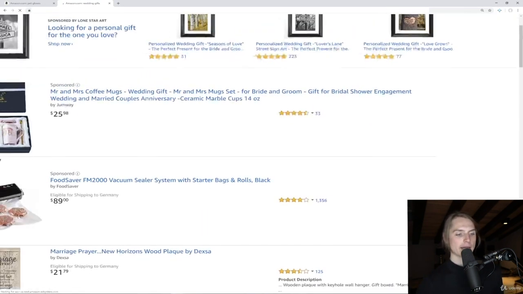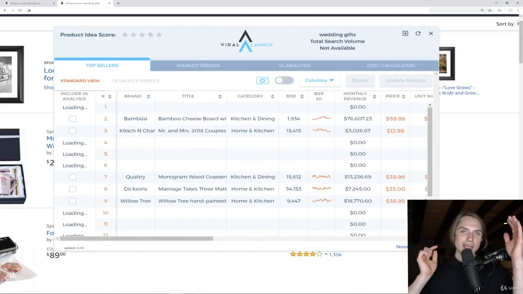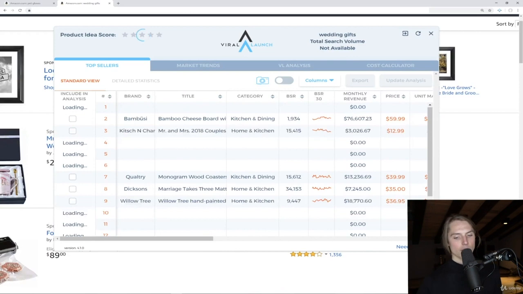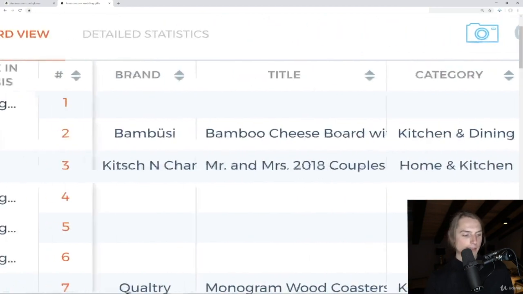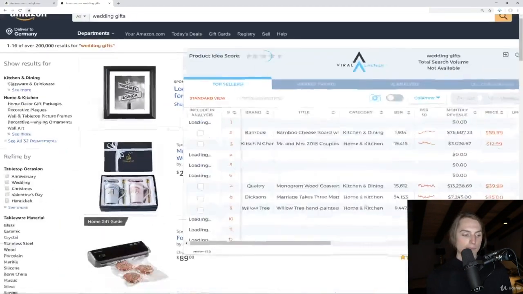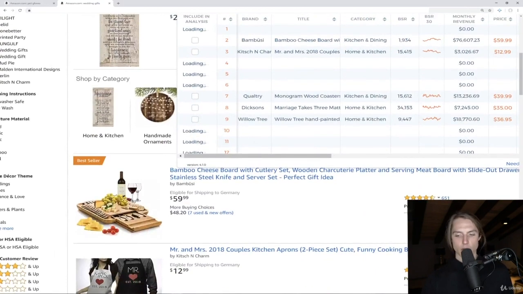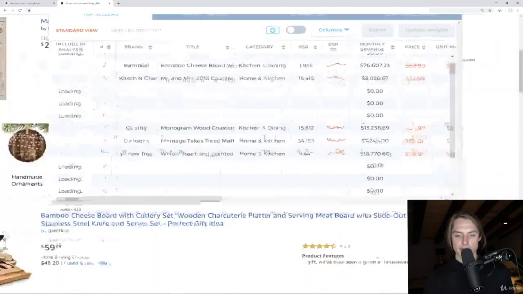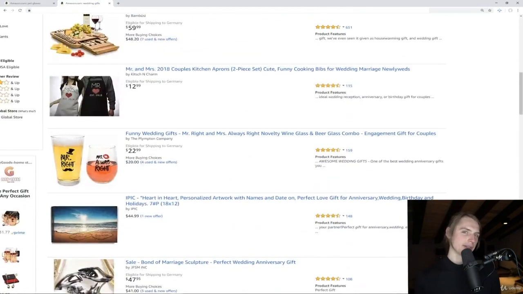So if we were to look up wedding gifts here, and I could show you quick, there's quite a bit of revenue coming through wedding gifts. All right, so if we take a look at wedding gifts, it's taken a while to load because the internet is at the speed of a dinosaur here in Germany. There's examples, look at this. This is doing $76,000 of revenue of a bamboo cheese board. All right, but there's obviously quite a bit of revenue on all the other choices. But if we take a look at these, they're all different.